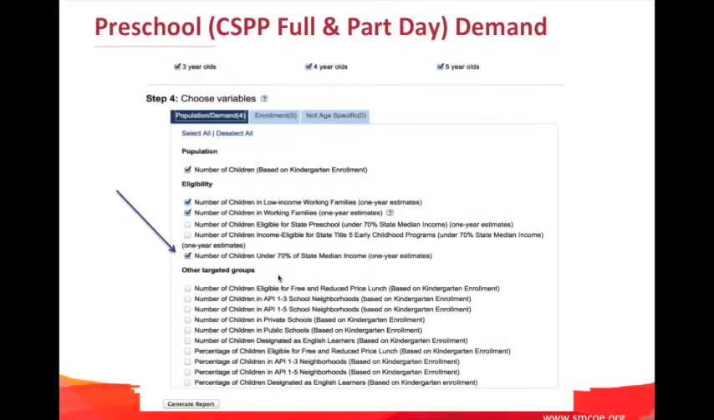In this case, like in the infants, you would be choosing to use the number of children in low-income working families as the data that you'd be plugging in, because they have to be working to be accessing CCTR spaces for school-age children. Okay.